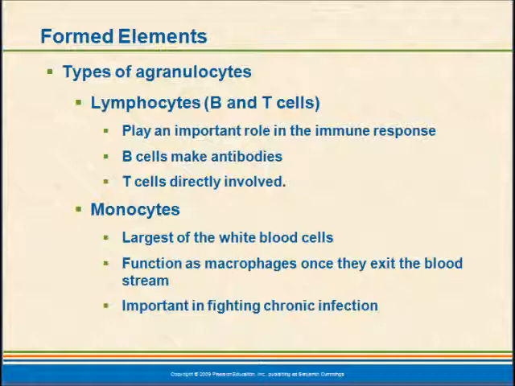We also have the monocytes. Again, these are the largest of the white blood cells, and they function as macrophages. Once they exit the bloodstream, they go in and they gobble up anything that's foreign. They are also located in lymph nodes and are involved in some interactions between T cells and B cells. But monocytes we see in fighting chronic infections. So someone who has had an infection for a while, whether it's a cyst or a boil or tuberculosis, what you're going to look at inside those tissues are monocytes.